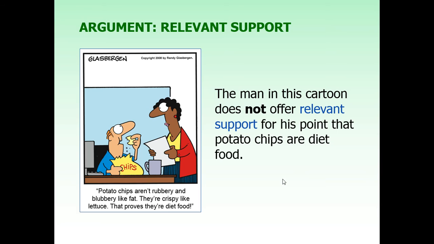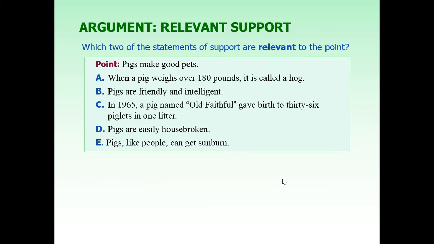So here we have an illustration. And at the bottom it says, potato chips aren't rubbery and blubbery like fat. They are crispy like lettuce. That proves they are diet food. So again, this is irrelevant information. It's not good evidence or logical reasoning as to why potato chips are a diet food. Again, it doesn't back it up with logical evidence. So this is what we mean by relevant support.